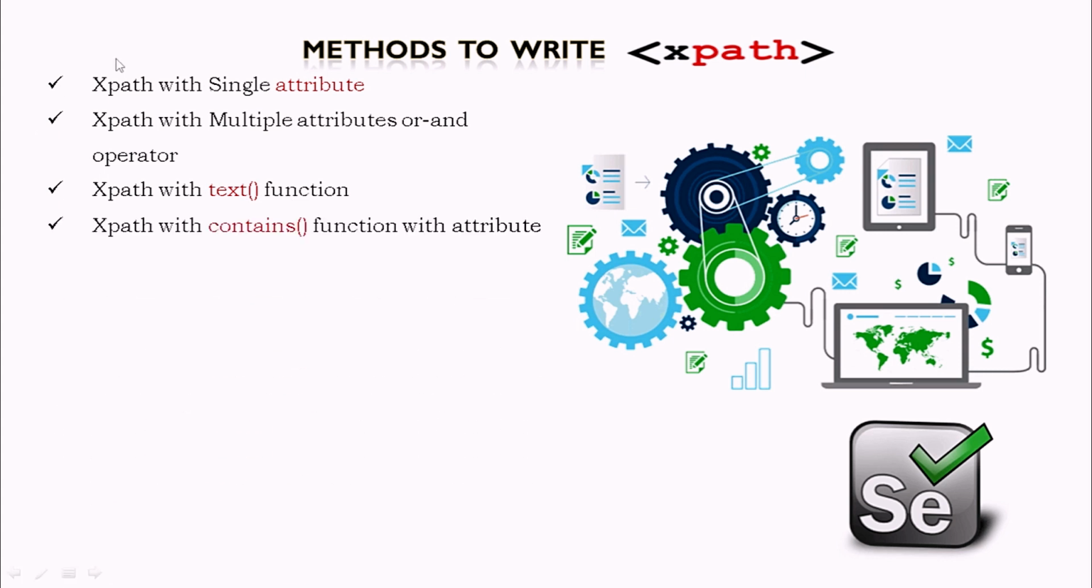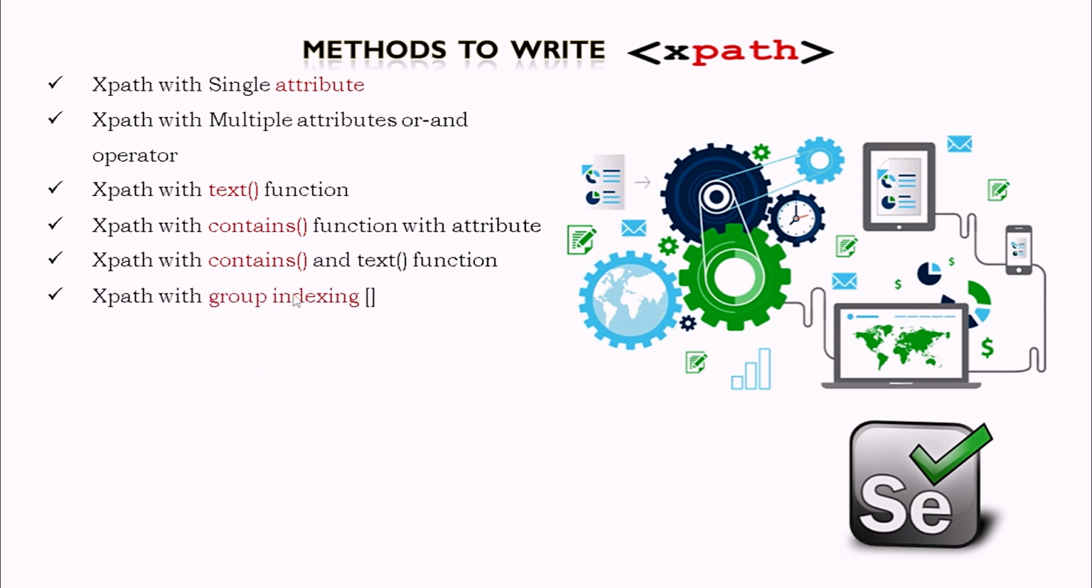The next technique is the XPath with the contains function with the attribute. In the contains function we can use the attribute. Next is the relative XPath with the contains function but with the text function. So with the contains function you can use the attribute as well as the text function. Then XPath with group indexing. When we have multiple web elements after writing a valid XPath, then we should go with group indexing, and how this group indexing works we will see in the upcoming lectures.